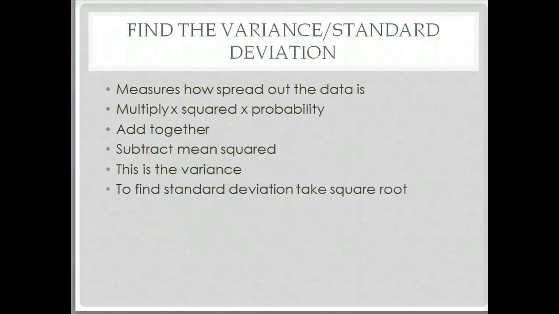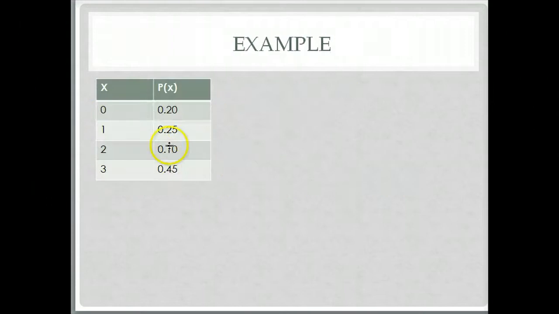We can also find the standard deviation, which is a measure of how spread out the data is. And the steps are given in terms of what we want to do, but I think it's interesting to look at the steps in terms of an example and see this occurring. We're going to multiply the event squared times the probability. So let's take a look at our table.